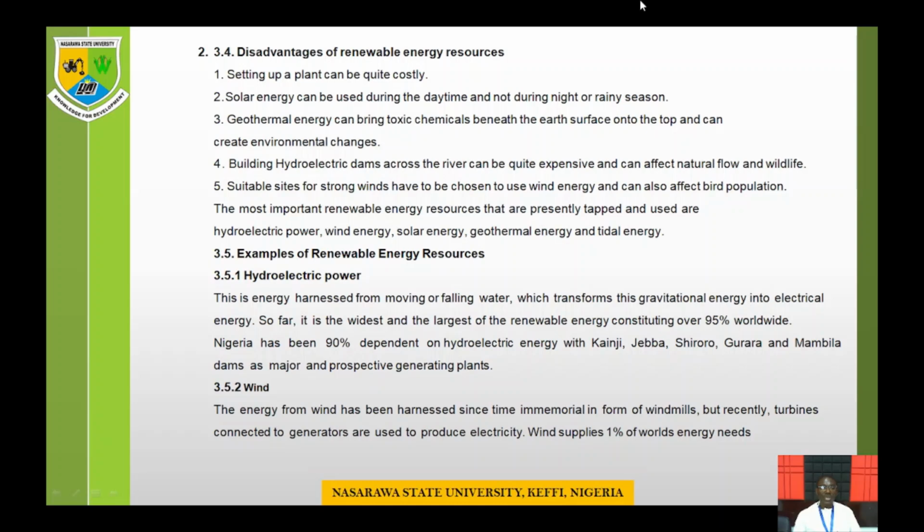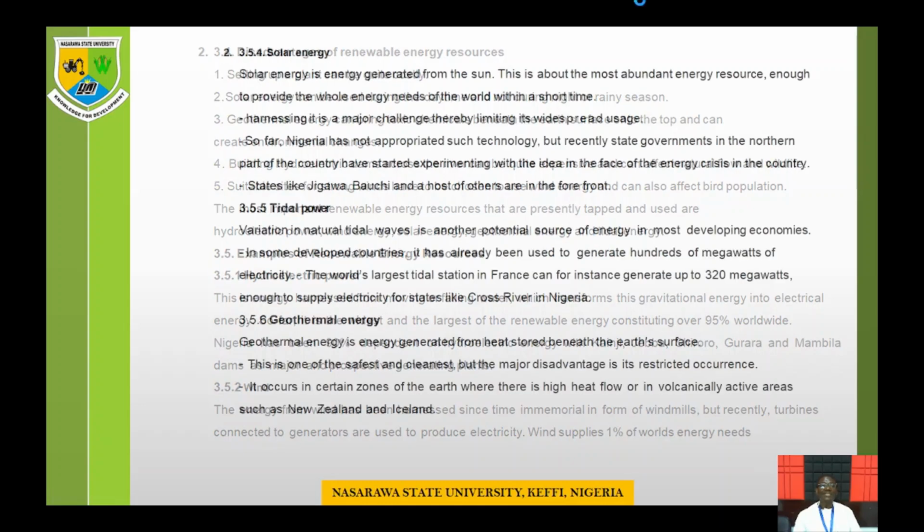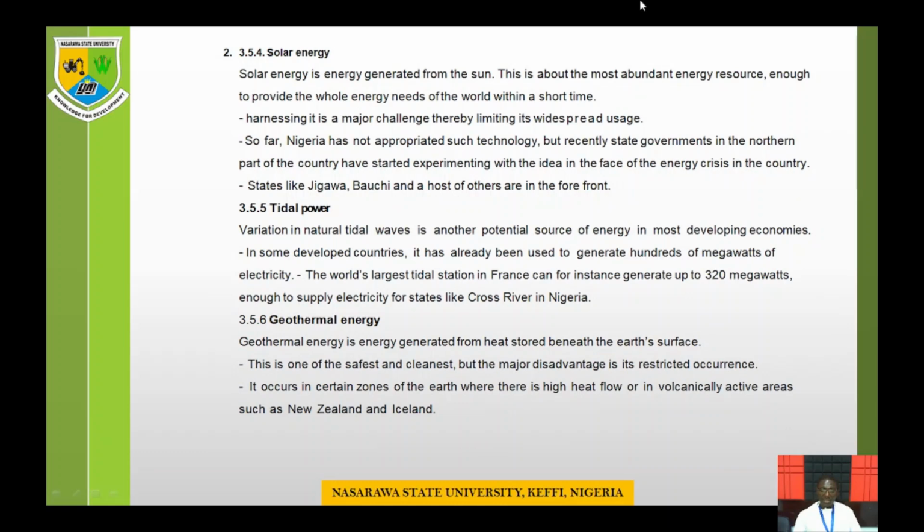And so number 2, wind. The energy from wind has been harnessed since time immemorial in form of windmills, but recently turbines connected to generators are used to produce electricity. Wind supplies 1% of world's energy needs. The only thing is that it is still most largely at the trial stage, and it has not acquired widespread applicability.